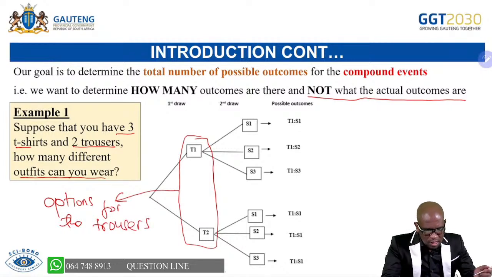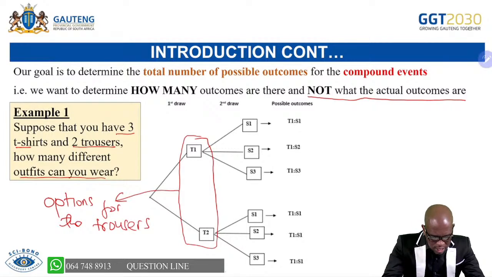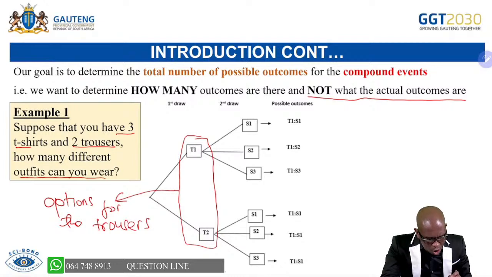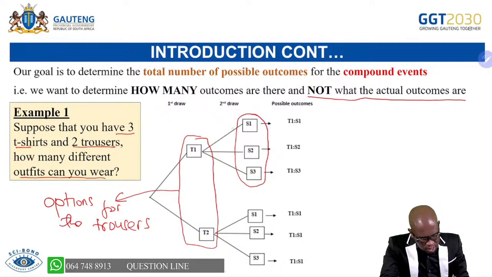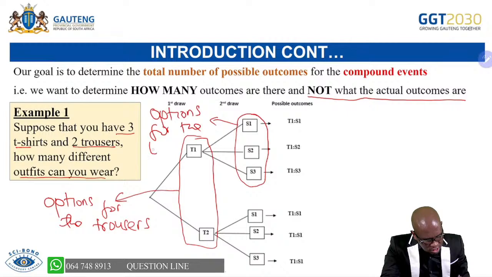Because we have 2 trousers, it can be trouser 1 or trouser 2. Now let's look at the options for the t-shirts. We have now 3 options. These are the options for the t-shirts.